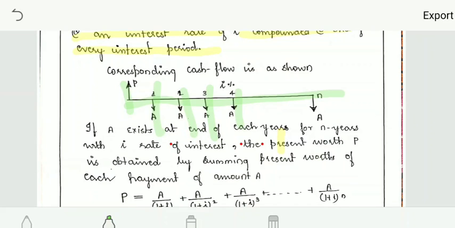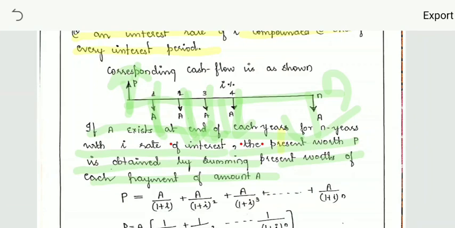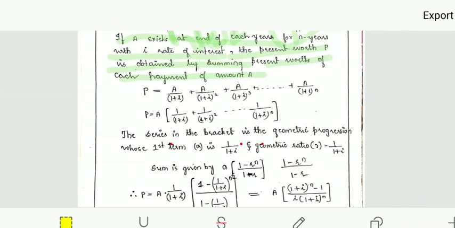The cash flow diagram can also be the other way. Suppose you are taking a loan from somewhere, which means the amount is already with you, and you are repaying the loan back up to n periods. So if A exists at the end of every year for n years with rate of interest I, the present worth P is obtained by summing the present worth of equal payments of the amount. So here you can see again a small derivation.